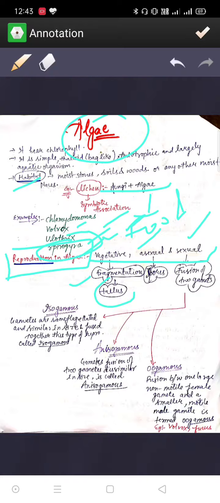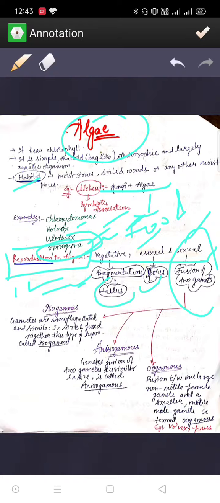In previous classes, in 10th class, we commonly discussed Spirogyra in vegetative reproduction, in which it divides into fragments, and then each fragment develops into a new organism. In asexual reproduction, spores produce new organisms. And in sexual reproduction, fusion of gametes takes place for the production of new organisms similar to the parent.